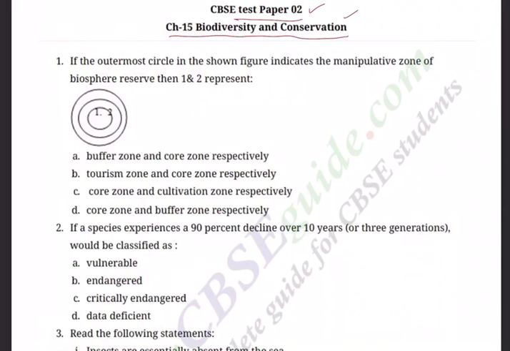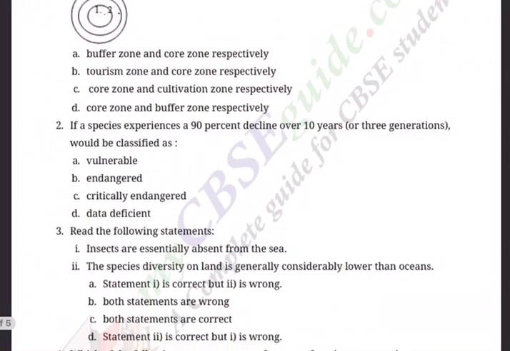So we move ahead. Question number 1. If the outermost circle in the shown figure indicates the manipulative zone of biosphere reserve, then 1 and 2, this and this, represent what? A. Buffer zone and core zone respectively. B. Tourism zone and core zone respectively. C. Core zone and cultivation zone respectively. D. Core zone and buffer zone respectively.